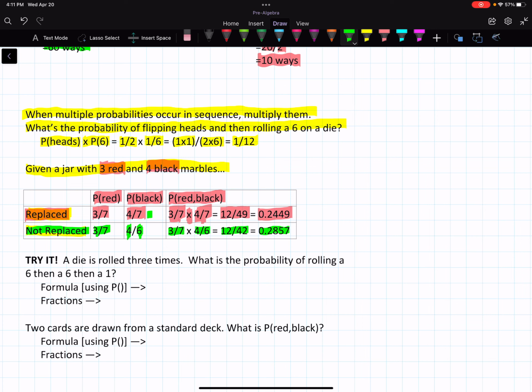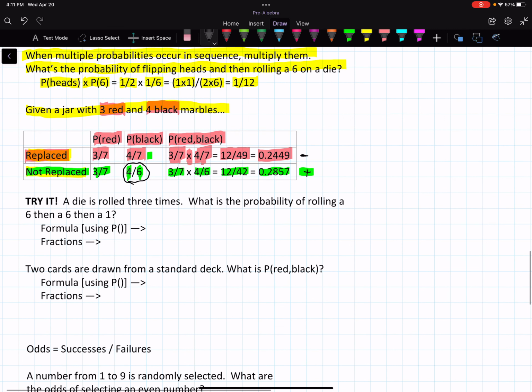And why is this second number bigger than the first number? Well, if you think about it, since we didn't replace the red marble into the sack, there's still the 4 black marbles, but now there's not a 7 total, but a 6 total, so there's a slightly better chance of getting that black marble on the second drawing. So we would expect the replacement scenario to have a lesser probability than if we do not replace that first red marble.